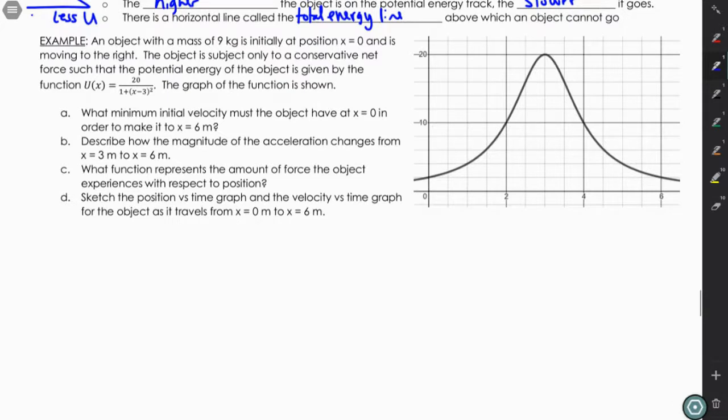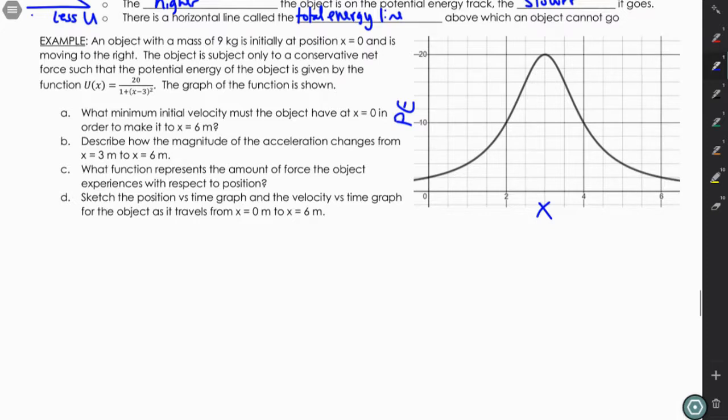And so here's an example. This is an object with a mass of 9 kilograms initially at position x equals 0 and moving to the right. The object is subject to a conservative net force such that the potential energy of the object is given by the function U of x equals 20 over 1 plus (x minus 3) squared. And the graph of the function is shown here to the right. This is our potential energy axis, and this is our position axis.